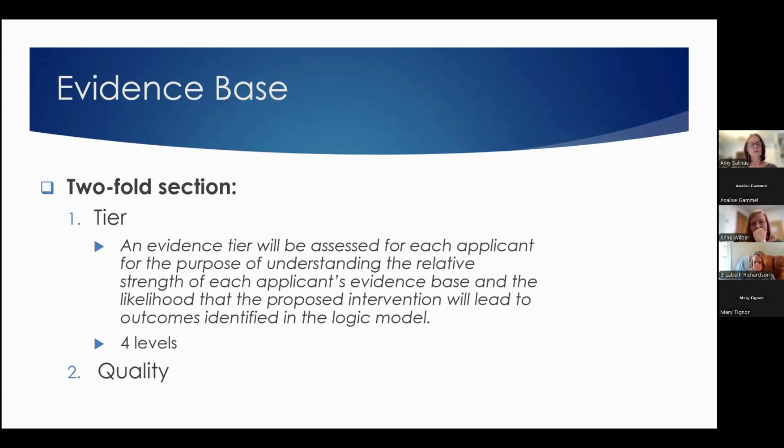The evidence-based section consists of 2 pieces. Ultimately, they're assessing you based upon what's called a tier. There's 4 different levels of evidence that you can speak to in your application. And they'll also look at the quality of what you wrote. So they're going to assess you on your tier and assess you on the evidence you provided for that tier. Ultimately, AmeriCorps has 4 evidence levels that they define that they ask applicants to speak to.